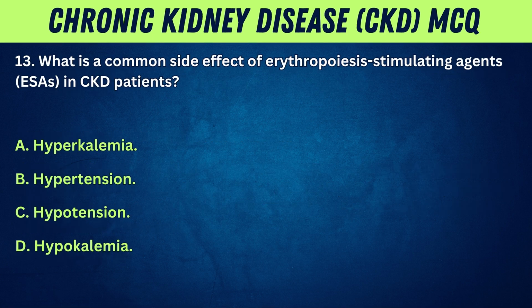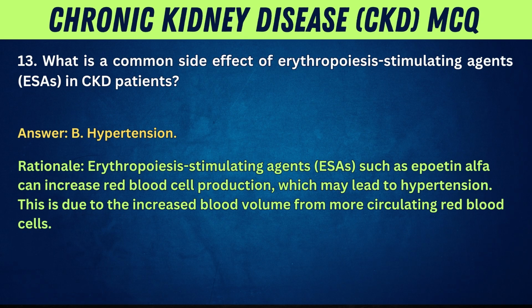13. What is a common side effect of erythropoiesis-stimulating agents, ESAs, in CKD patients? A. Hyperkalemia. B. Hypertension. C. Hypotension. D. Hypokalemia. Answer: B. Hypertension. Rationale: ESAs, such as epoetin alpha, can increase red blood cell production, which may lead to hypertension. This is due to the increased blood volume from more circulating red blood cells.